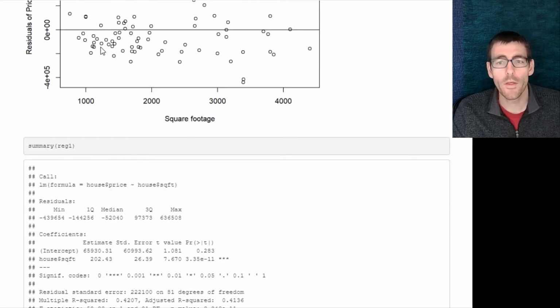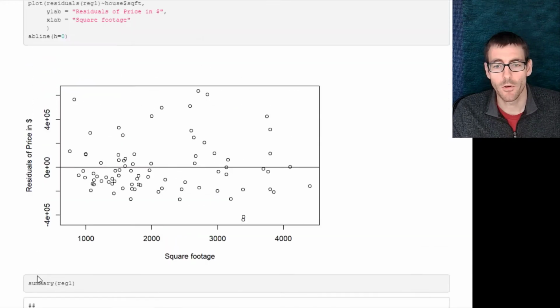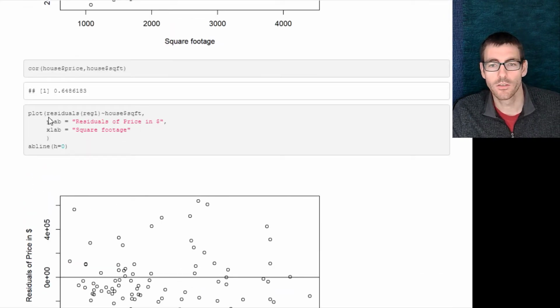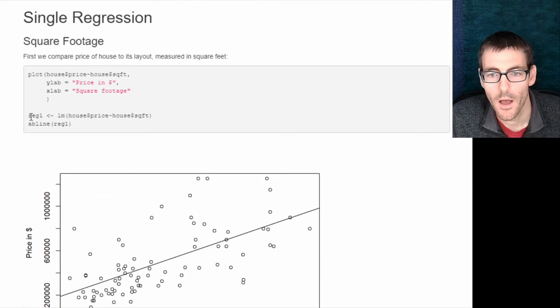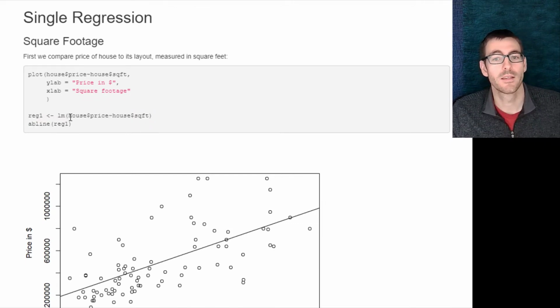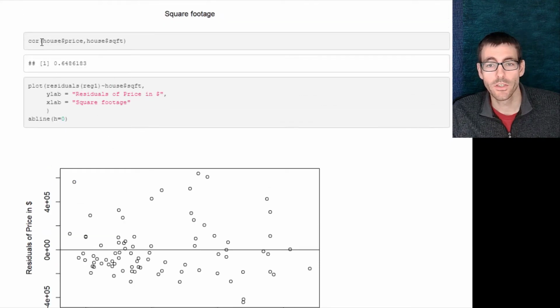Okay, so one other thing I wanted to point out was we can also run summary of that model. Up here we called regression 1 the linear model of associating price and square footage. So scrolling back down, we ran that the correlation between these two ended up being 0.648. Cool. So that's our R number.